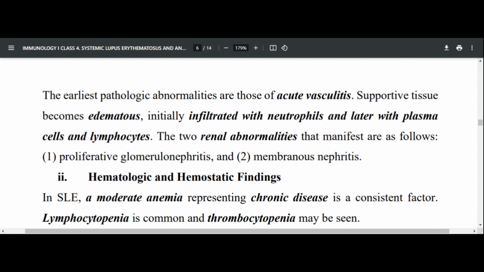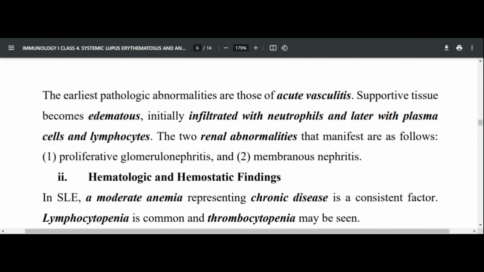The earliest pathologic abnormalities include acute vasculitis because of the vasculature deposition of immune complex. It can cause vasculitis, which is the inflammation of the blood vessels. Supportive tissue becomes edematous, initially infiltrated with neutrophils and later with plasma cells and lymphocytes.